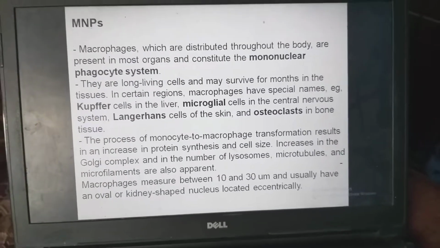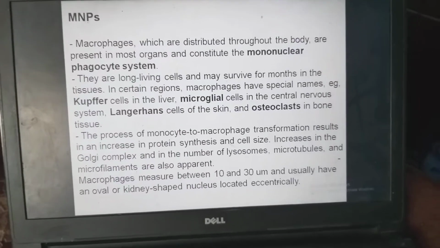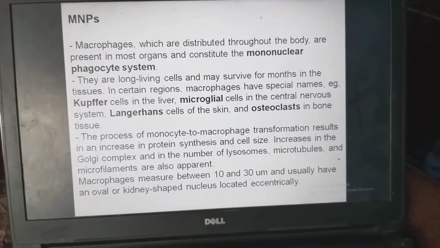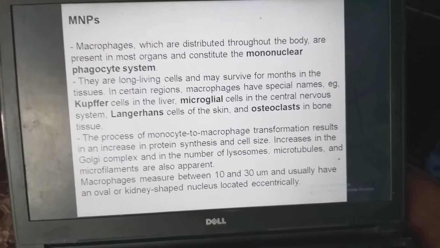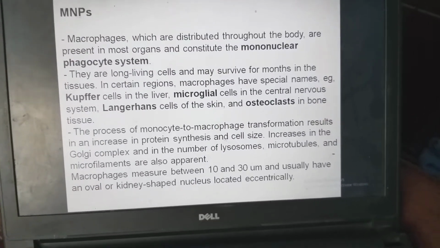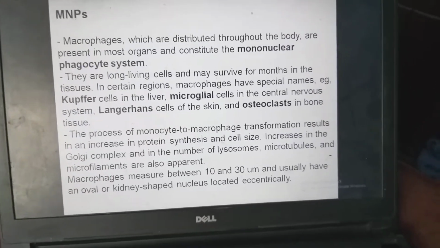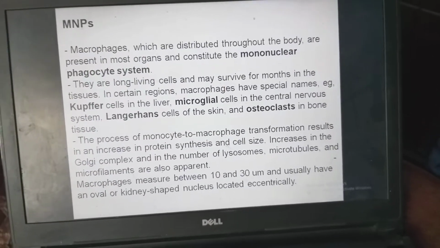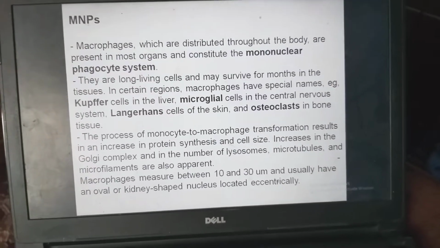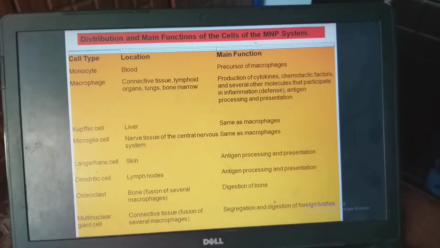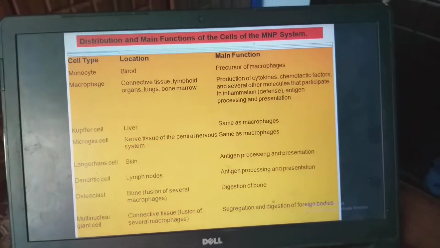But they have different names in different organs, like Kupffer cells in the liver, microglial cells in the central nervous system, Langerhans cells in skin, osteoclasts in bone, dendritic cells in lymph node, monocytes in blood, macrophages in connective tissue. So these are generally named as what? Mononuclear phagocytic system. So please don't forget this one.